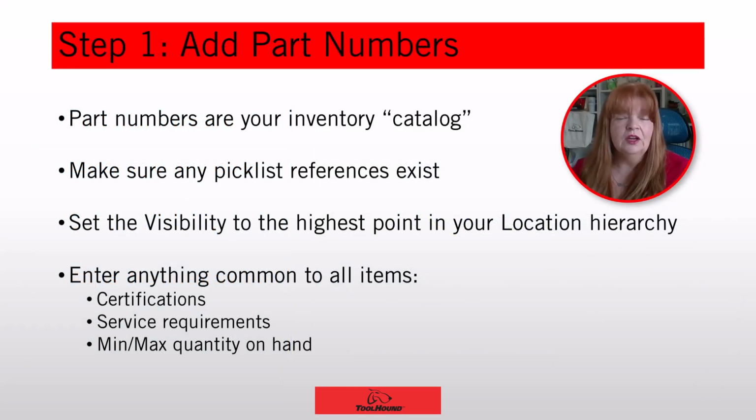Part numbers create your catalog of inventory. They carry all the common characteristics of size, use, and the capacity for a type of tool, equipment, or asset, regardless of the quantity you have. The first step in adding inventory to ToolHound is determining whether the part number already exists in your database.